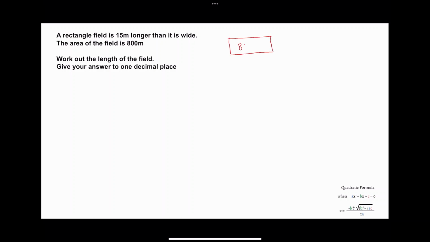The next question is a more complex worded problem. It still uses the ideas and steps of a quadratic formula question, but in a contextualized format. The question is, a rectangular field is 15 meters longer than it is wide. The area of the field is 800 meters. Work out the length of the field and give your answer to one decimal place.